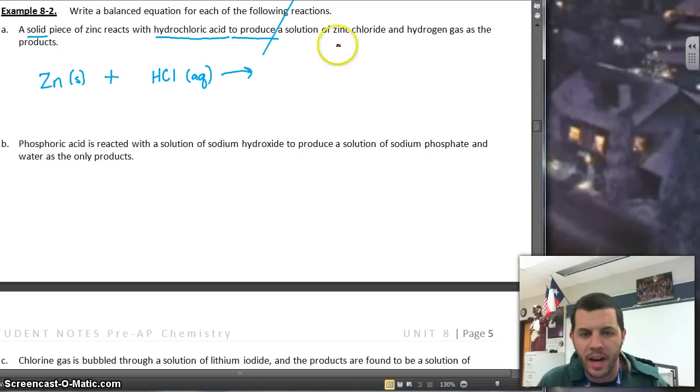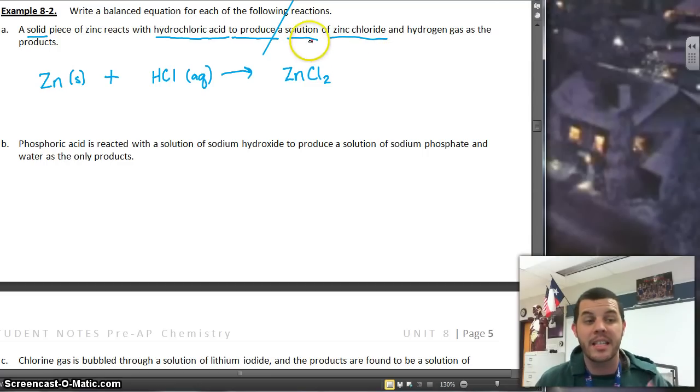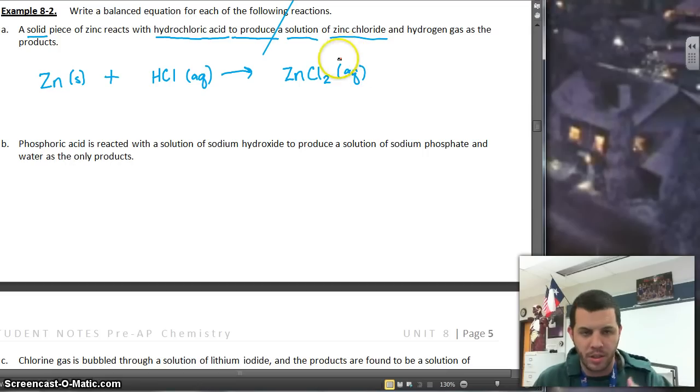Okay, so my products are a solution of zinc chloride. Okay, well, zinc chloride, I remember, is an ionic compound. So zinc and chloride. And zinc has a +2 charge and chlorine has a -1 charge. So this is ZnCl2. Okay, solution tells me that this is aqueous. Okay, so the word solution always refers to (aq), meaning aqueous solution, meaning that this zinc chloride is dissolved in water. That's what the (aq) means.